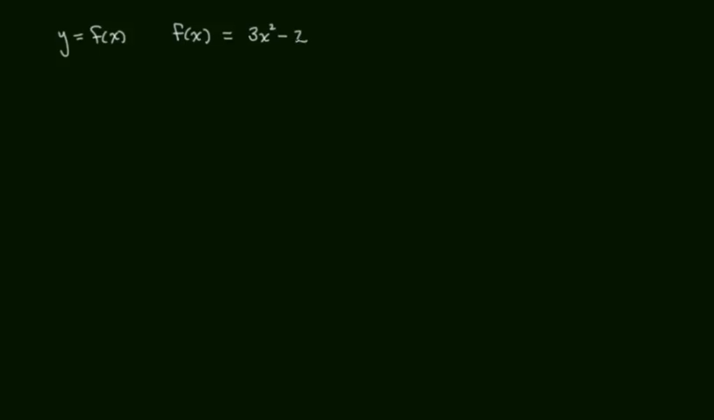Example number 1, if you're following along in the notes packet. y equals f of x, and f is defined as 3x squared minus 2. Part A wants to know, find the slope of the tangent line to the graph of f of x at x equals 1. Another way to say that is, what is the derivative of f at x equals 1?